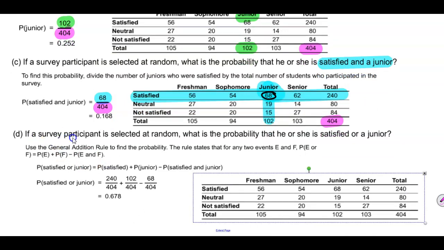Now the last question says if a survey participant is selected at random, what is the probability that he or she is satisfied or a junior? So if you take a look at the last question, "and" was important because that means intersection, meaning what do they have in common. So they have to be satisfied and a junior. But in this scenario, we have the "or" statement. So that means they can either be satisfied or a junior.